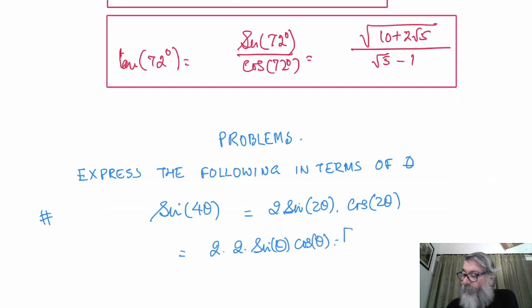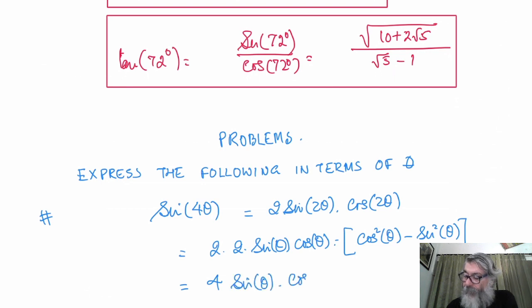And this cos 2 theta can be written as cos square theta minus sin square theta, because he said express in terms of theta. So it comes 4 sin theta cos theta, and this becomes cos square theta minus sin square theta. So we are able to express sin 4 theta in terms of theta: 4 sin theta cos theta and cos square theta minus sin square theta.